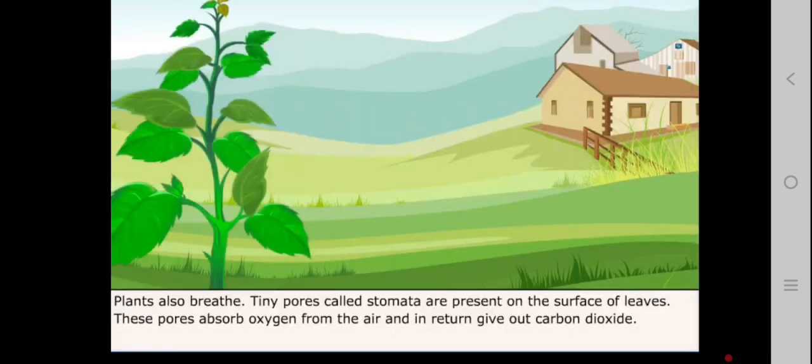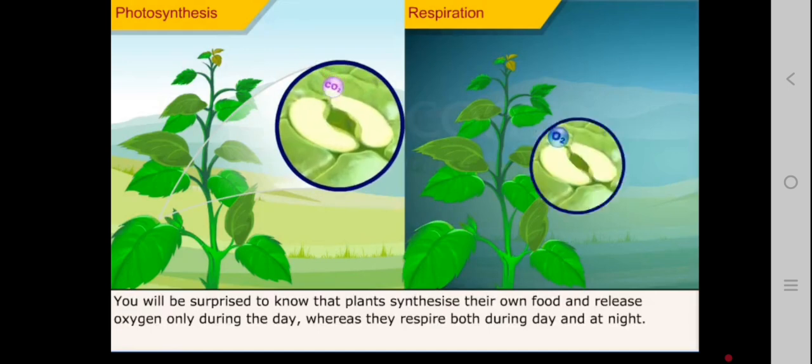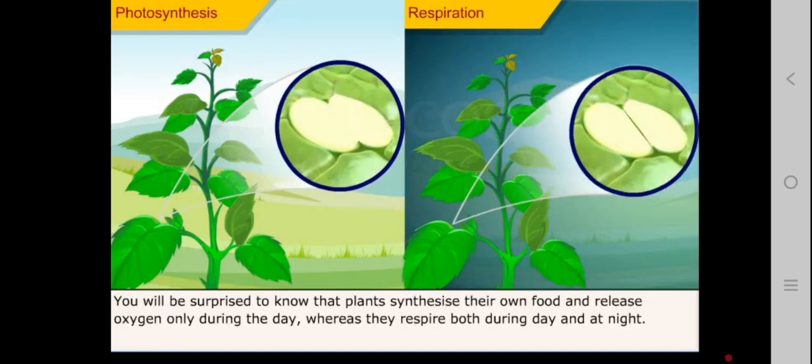Plants also breathe. Tiny pores called stomata are present on the surface of leaves. These pores absorb oxygen from the air and in return give out carbon dioxide. You will be surprised to know that plants synthesize their own food and release oxygen only during the day, whereas they respire both during day and at night.